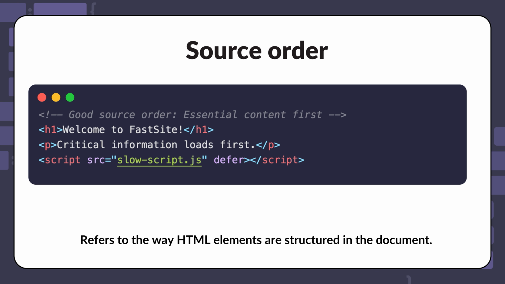Let's look at source order first. Source order refers to the way HTML elements are structured in the document. This determines what loads first and can significantly impact performance and accessibility.